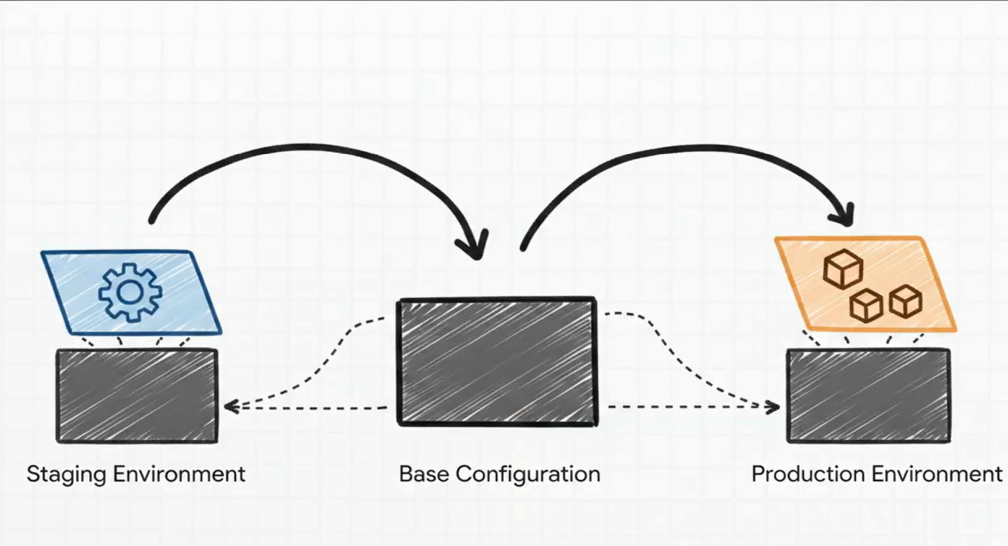As lead engineers, we absolutely hate repeating ourselves, right? So by using overlays, our base YAML defines the core application, and our production overlay simply patches in the production-specific details, like, say, bumping the replica count up to 6. One base, zero copy pasting, total environment separation.